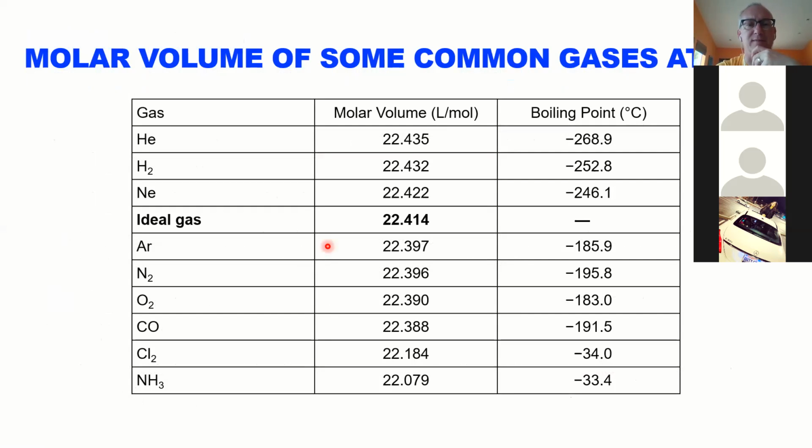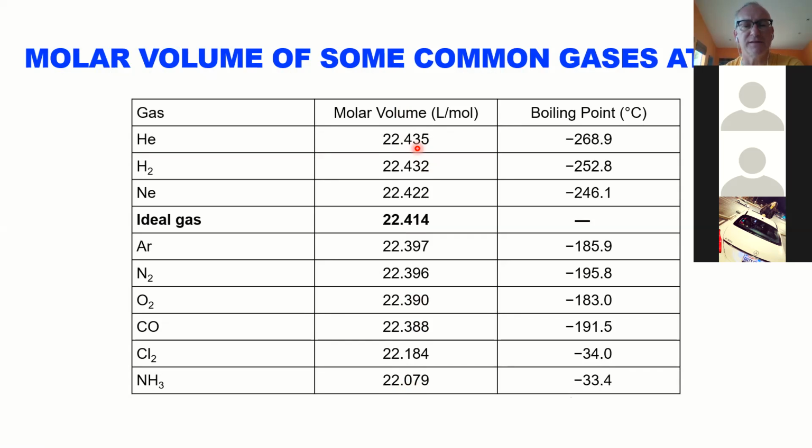So let's just have a look at some of the common gases, what an ideal gas would be, and what real gases are. So an ideal gas has a molar volume of 22.4 liters. We can see that some, like helium, have slightly higher volume, and ammonia slightly lower, all around 22 liters. But you can see there's a real difference between 22.4 liters for a mole and 22.1. I mean, that's a clear difference.